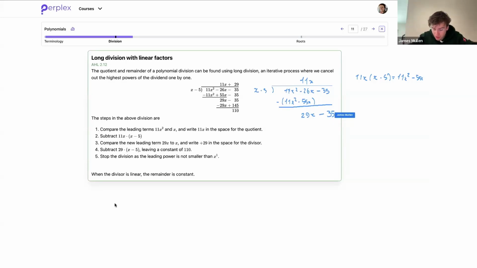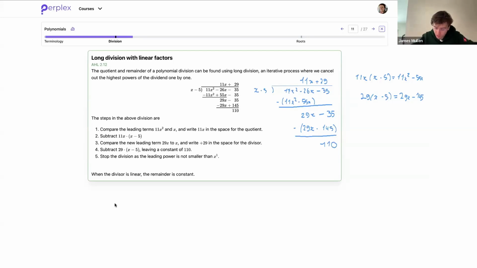And now I repeat the process. I look at the leading term. I have a 29x and I have an x. X fits into 29x 29 times, so I write plus 29 here. And then I write over here, 29 times x minus 5 is equal to 29x minus, and 29 times 5 is 100 plus 45, so minus 145, okay? And therefore, I'm going to subtract out 29x minus 145. And that's going to give me 0x, and then negative 35 plus 145 is 110, okay?